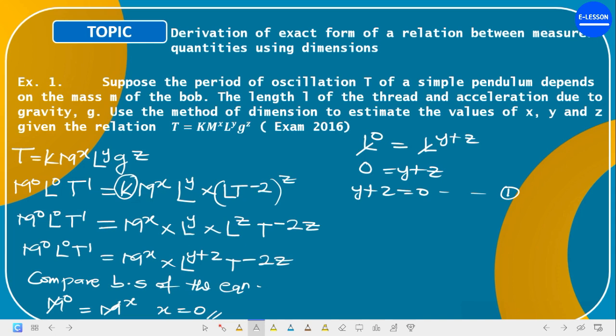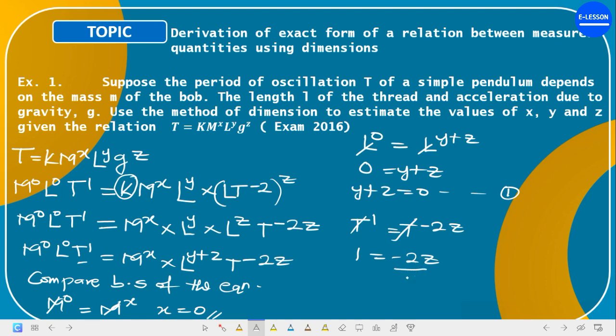Now, the next case that we are going to take is t. Now, what do we have as t here? Comparing both sides, you have t raised to the power of 1 is equal to t raised to the power of minus 2z. Bases are equal. You can cancel that. So 1 is equal to minus 2z.